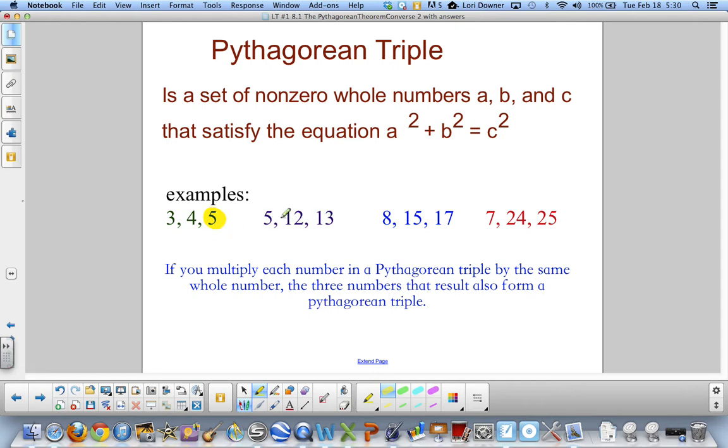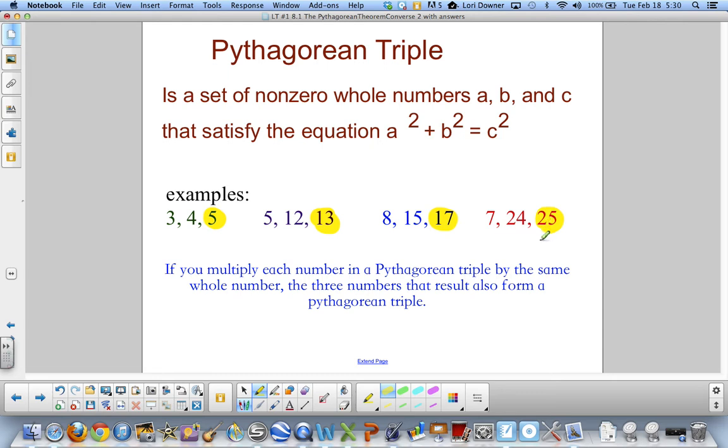So here's another Pythagorean triple, 5, 12, 13. 13 would have to be my hypotenuse because it's the longest side. And I can see that 5 squared plus 12 squared does equal 13 squared. We have an 8, 15, 17. 17 would have to be the hypotenuse. And does 8 squared plus 15 squared equal 17 squared? It does. That's what makes each of these a Pythagorean triple, 7, 24, 25.